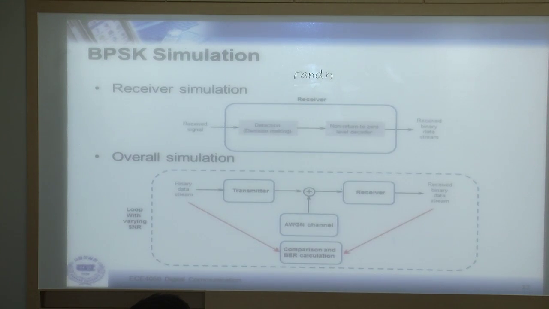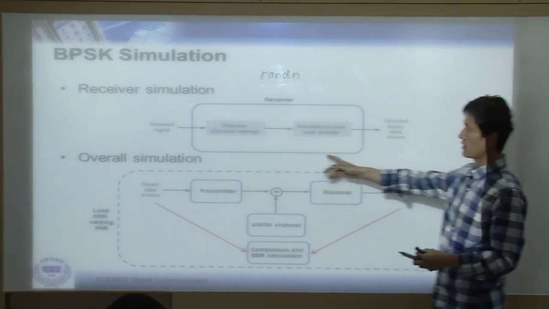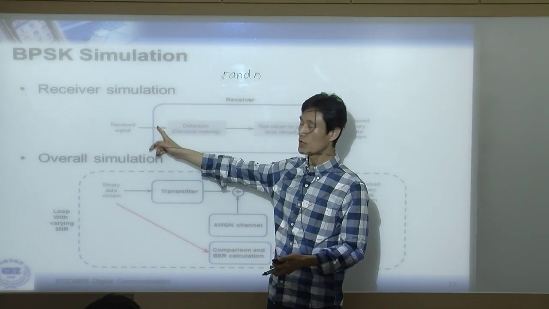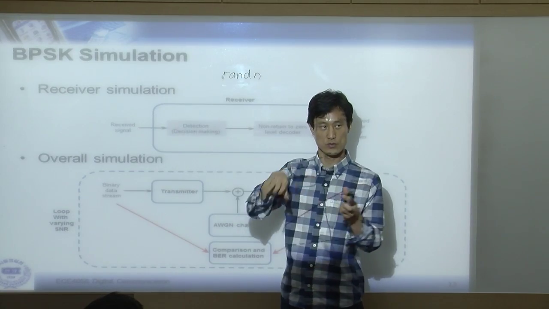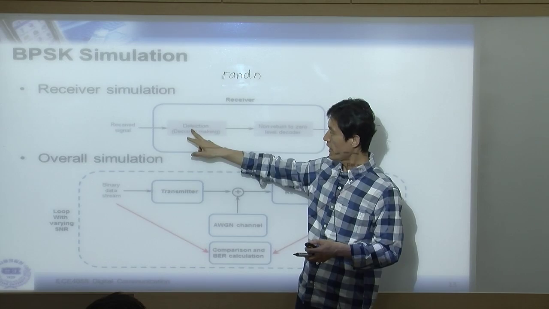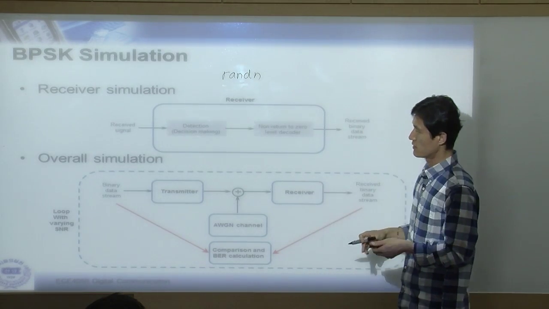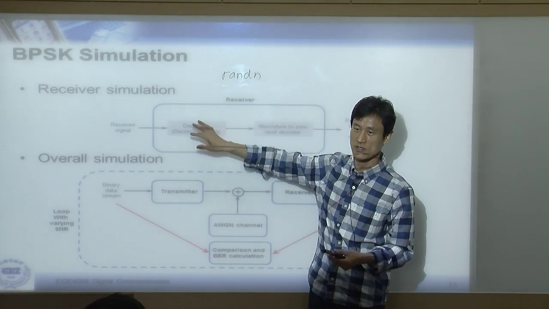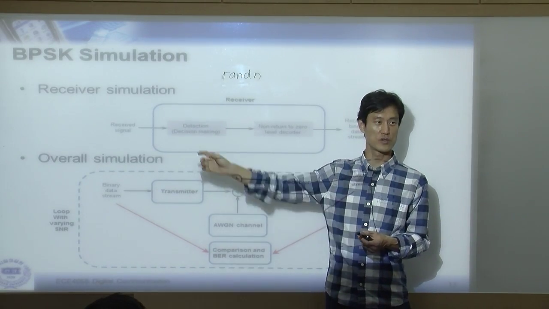What about the receiver? The receiver receives some signal, and after that, maybe you want to plot it. That's what you have in the constellation plot with the cloud. And you want to do detection. What's happening inside the detection is plus or minus. That's what you're going to see.